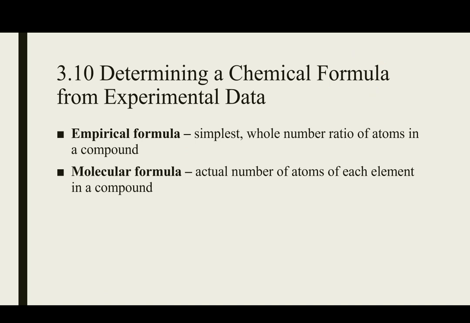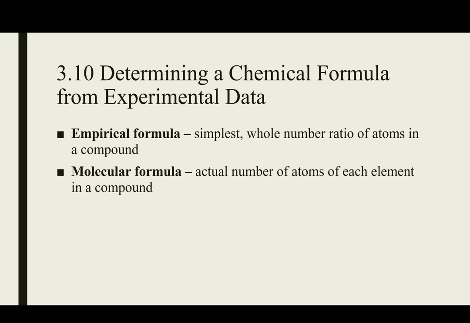Determining chemical formula from experimental data. So there are 2 types of formulas. There is the empirical formula and the molecular formula. The empirical formula is the simplest whole number ratio of atoms in a compound. So anytime we have formula units in an ionic compound, that is an empirical formula. It's always the simplest whole number ratio. A molecular formula tells you the actual number of atoms of each element in a compound. So an empirical formula can be the same as a molecular formula.